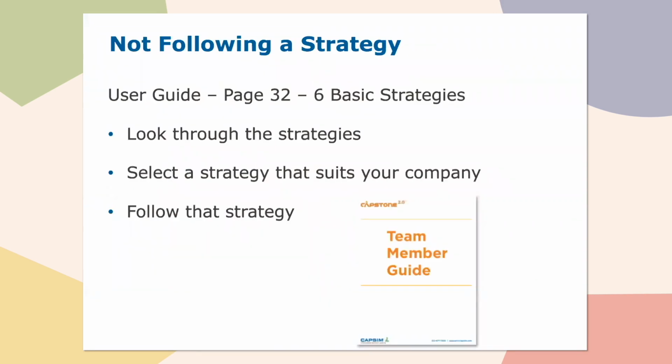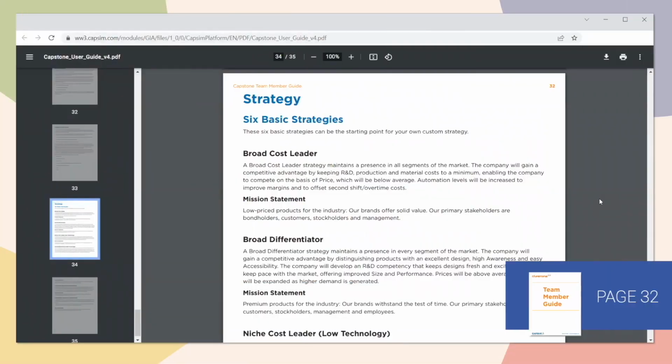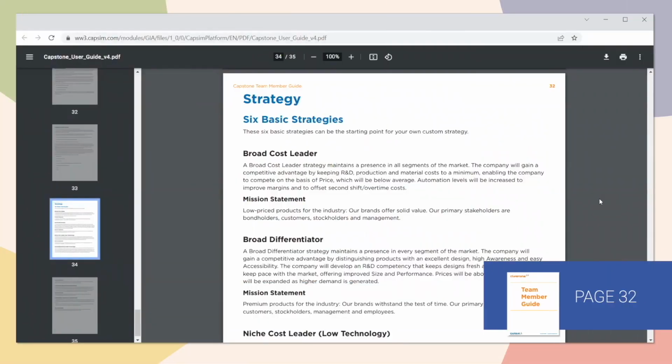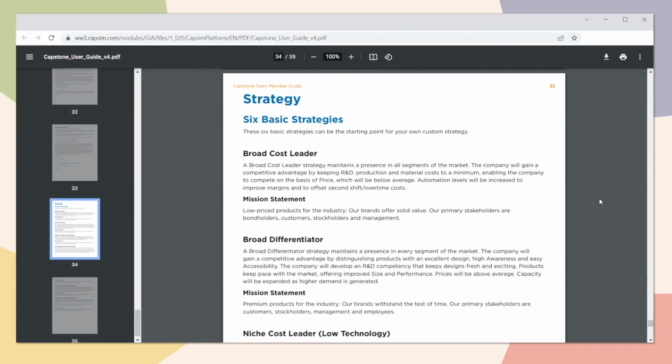Before you start making any decisions in your company departments, the first thing you need to do as a company is determine your strategy. You can locate the 6 basic strategies on page 32 of the user guide. Your goal is to go through these strategies and select one that you believe should be the company's mission. After you have identified and selected a strategy, it is important to stick with it.